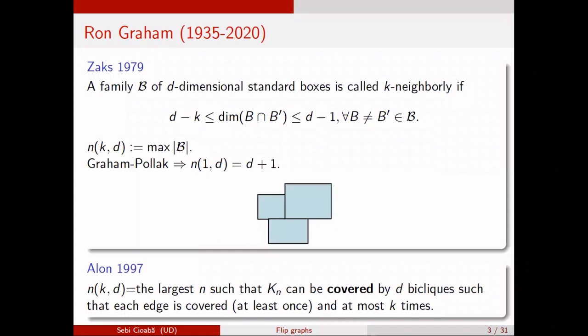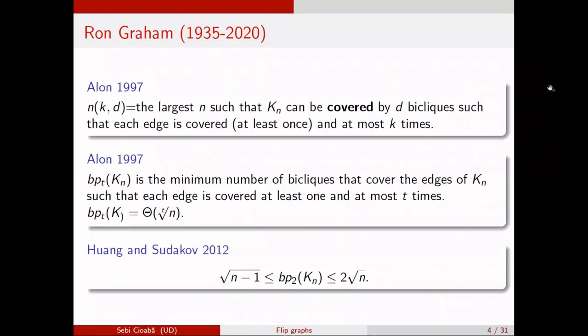Later on, Noga Alon obtained a more general result about n_k^d, which is the largest n such that the complete graph on n vertices can be covered by d bicliques, such that each edge is covered at least once, so it's a cover, and at most k times. When you restrict to n_1^d, that's exactly a biclique partition, and that will give you d plus 1. The interesting thing is that for this type of covering, where you can cover an edge more than once, the minimum number is not known.